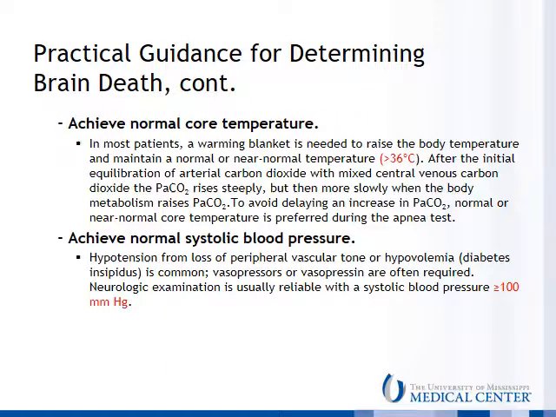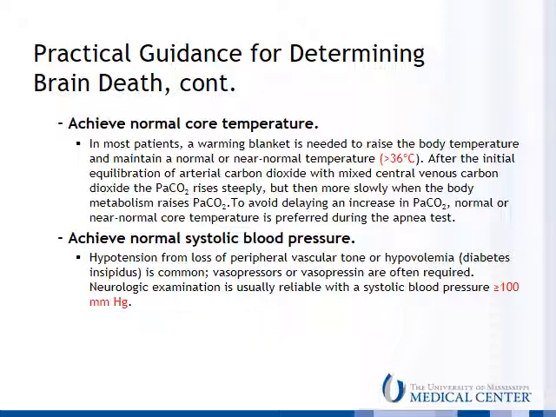They need to have a normal temperature. Patients who have severe traumatic brain injury very often have difficulty maintaining normal temperature, and so we have to warm them up, give them warming blankets, give them warm saline to get their core temperature to greater than 36 degrees Celsius.